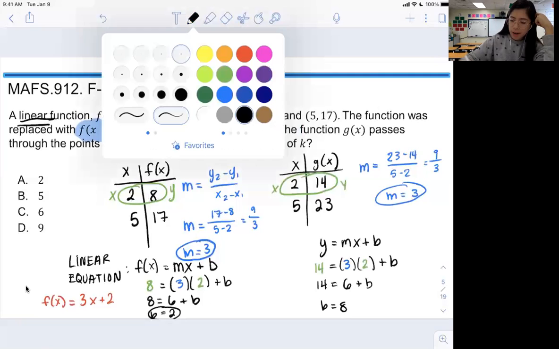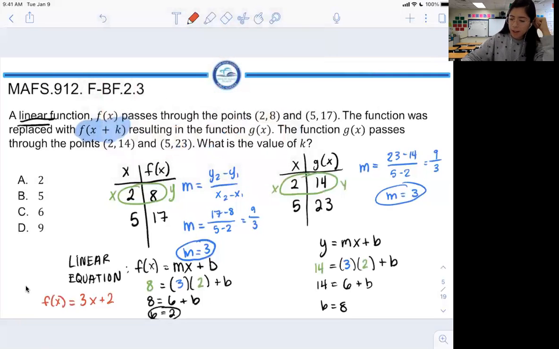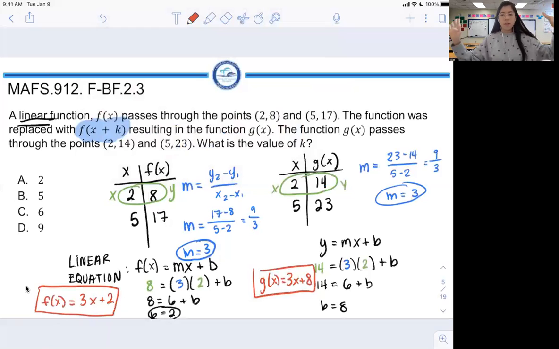All right, so now I have f of x and I have g of x. I'm running out of room to write these functions. So for g of x, here we go. G of x is 3x plus 8. Okay. Now we're going somewhere. We have two equations, all right?